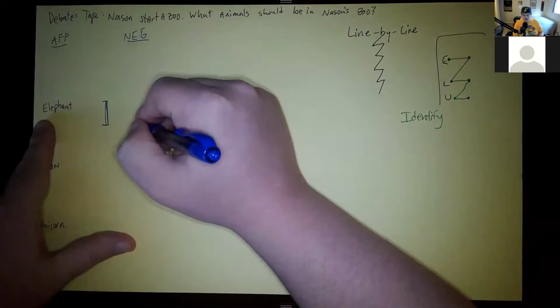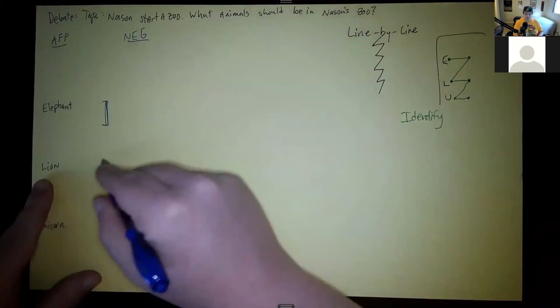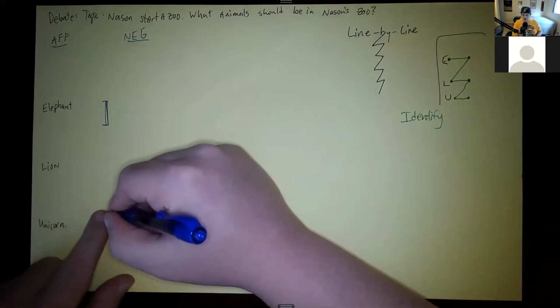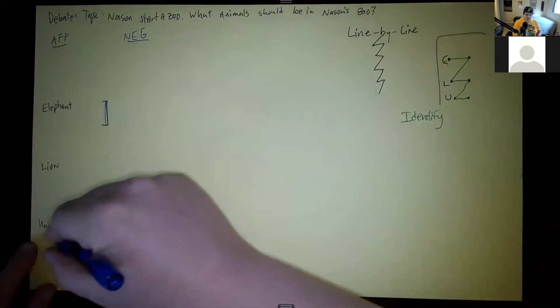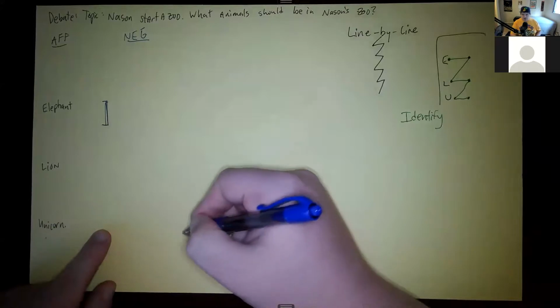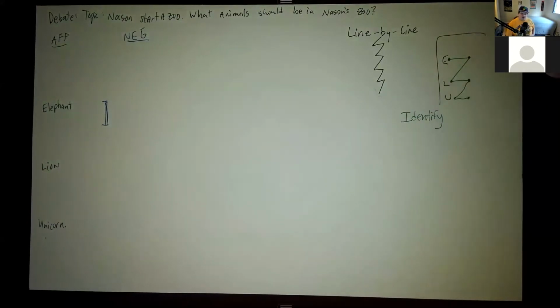Now, once I'm done talking about elephant, I'm going to tell you that you need to move your pen to lion to write down the important things I'm going to say against lion. And then after that, you're going to move to unicorn. And then next to unicorn, you're going to write down these important things that I have to say against unicorn. That's almost how you should think of doing your debate speech.